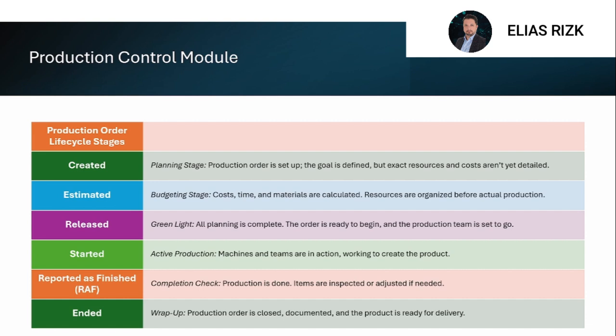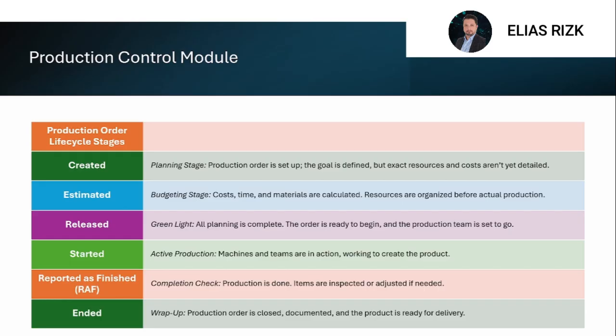So let's make it more real with a quick example. Imagine you're producing a batch of custom tables for a big order. With this example, we cover all 6 stages. First, as created, we start by setting up the production order for, let's say, 50 tables. We have the order of 50 tables. Now in the second stage, estimated, we calculate the cost of wood, labor, and time to prepare these tables. Then third is released. Everything is organized and we are ready to start production. Our team gets a green light to start producing the tables.